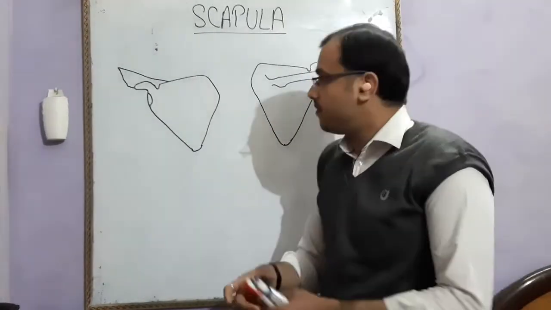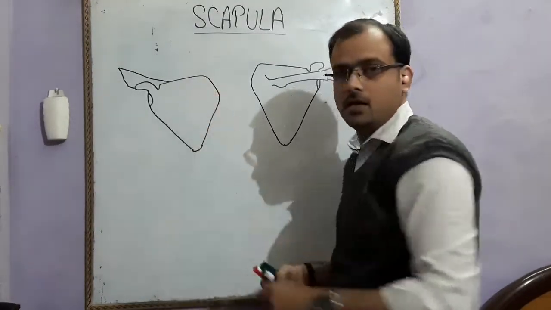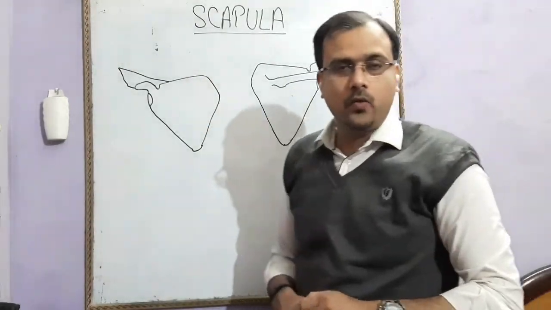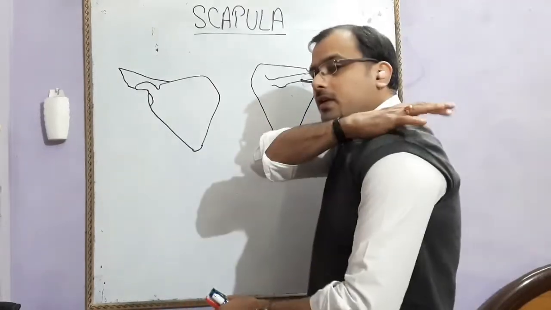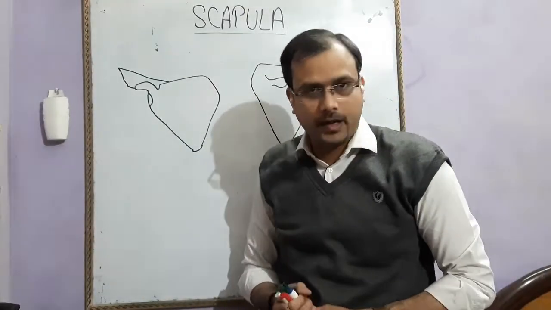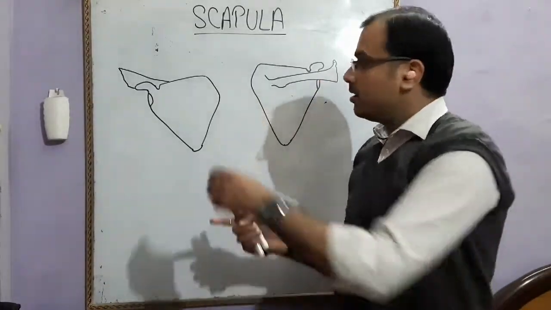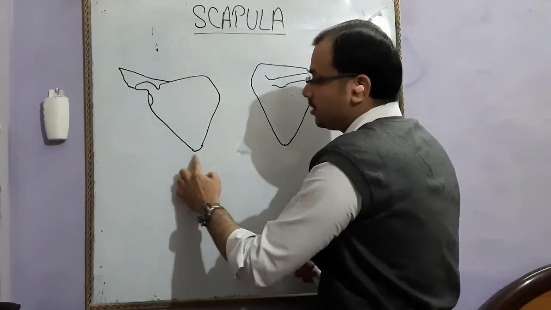So, the scapula is mainly a triangular and flat bone which is located on the posterolateral aspect of the thorax, in between the second rib and the seventh rib.